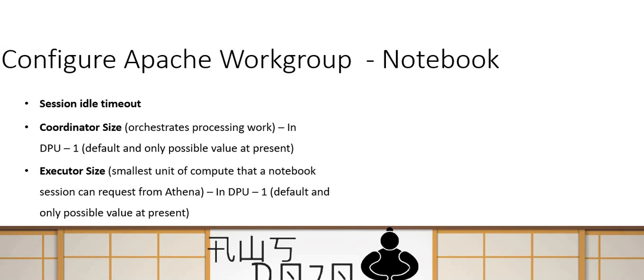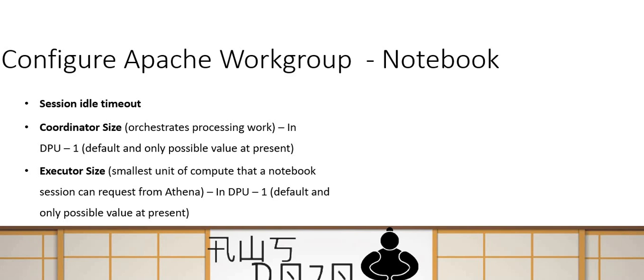Then you can also select your executors, the compute units which are actually going to run your queries. This executor is considered the smallest unit you can ask for. And right now, the smallest compute unit you can ask for is 1 DPU. Again, this is the default value and the only possible value at present. So keep this in mind. This is the smallest compute unit. That means if you want more than 1 DPU, you can go for more than 1 DPU.